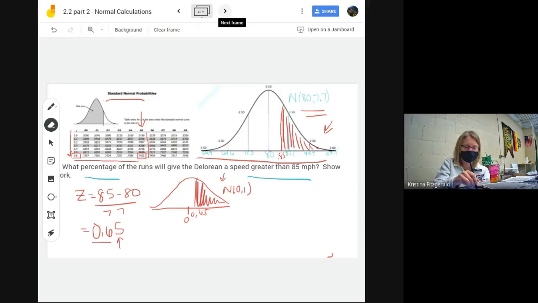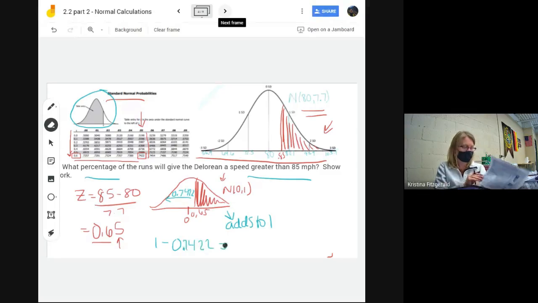The table is marking things always to the left of your z-score. So it's giving you percentages that are less than what you want. In this case, 0.7422 is less than my mark. So it's lower than where I want. I just want the other side, the greater than side. Remember, this all adds to 100% or to 1. So I take 1 minus the part I don't want, and I'm going to get the part I do want.